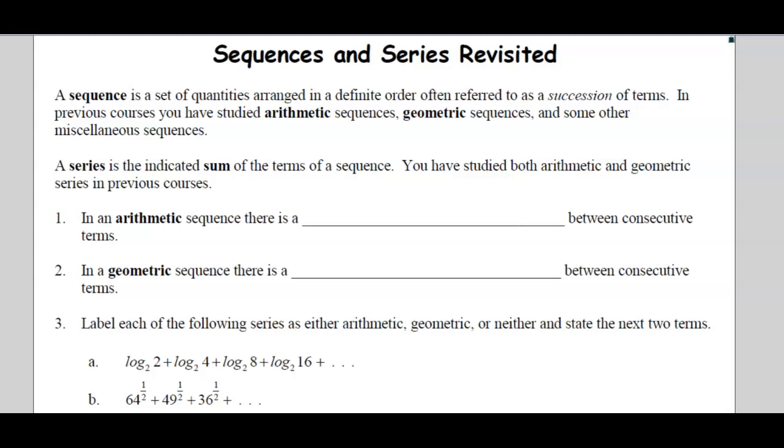Arithmetic sequence, what's the pattern in an arithmetic sequence? What are we looking for to determine if it's arithmetic? Common difference. Keep adding the same number, whether it's positive or negative. So there is a common difference between consecutive terms. It might be adding a positive or adding a negative.